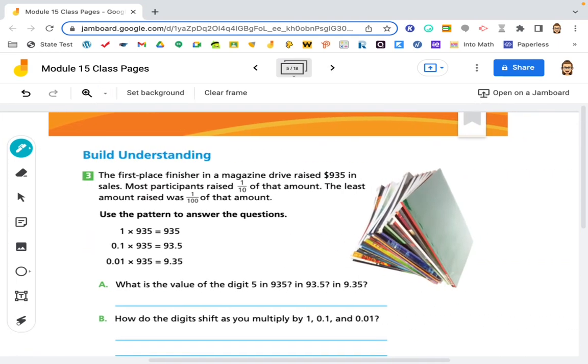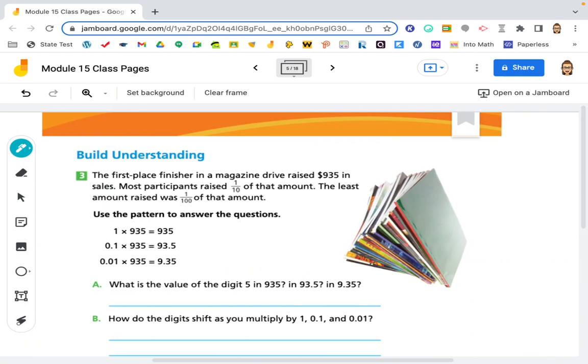Says the first place finisher in a magazine drive raised $935 in sales. Most participants raised 1/10 of that amount. The least amount raised was 1/100th of that amount. So use the pattern to answer the questions. So we have 1 times 935 equals 935. 1/10 times 935 equals 93 and 5/10. 1/100th times 935 equals 9 and 35/100ths.